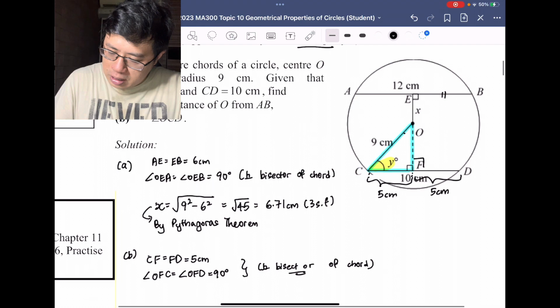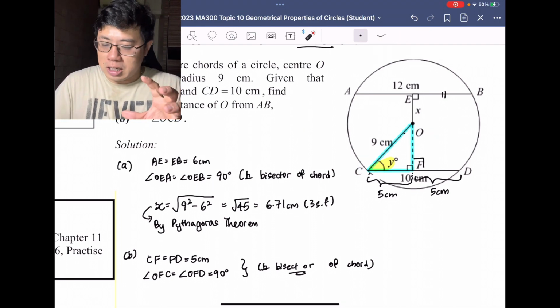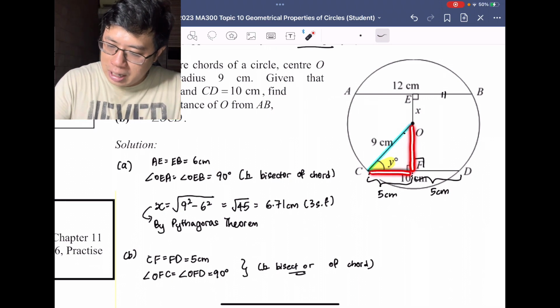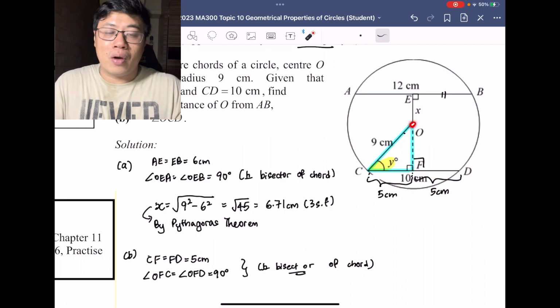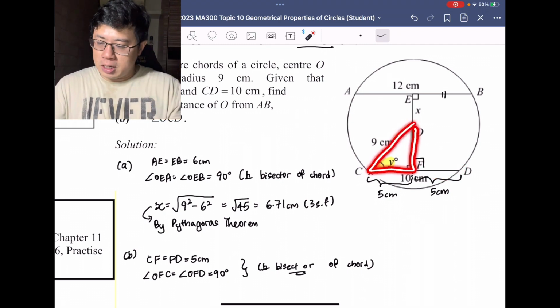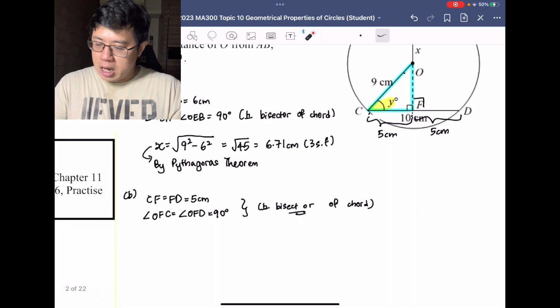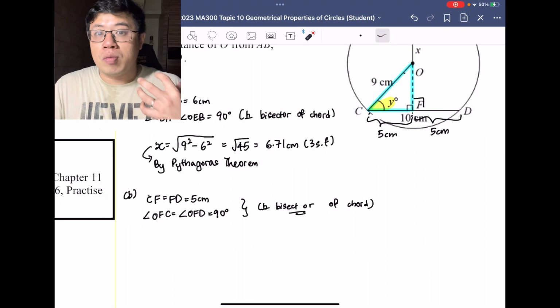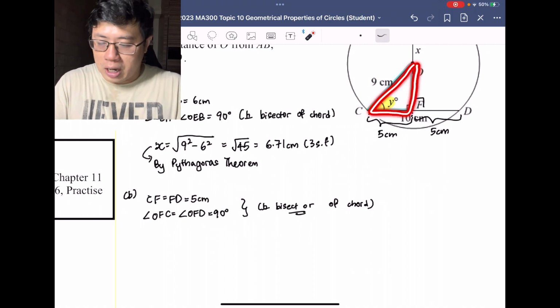Wherever you see a T shape, one line cutting through a chord from the center, this gives us straight away 90 degrees, and these two parts will be equal. So it's like a T shape or an inverted T. From here, we just observe this triangle. When we have a right angle triangle, we know that there are a lot of things that we can do. One of the first things we can do is definitely Pythagoras theorem, and also SOH CAH TOA.